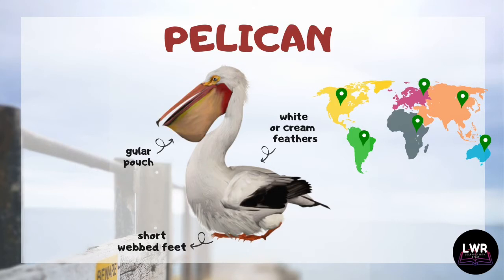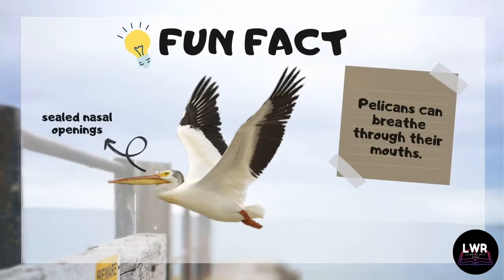There are a total of 8 different species, wherein majority have white or cream-colored feathers with black or brown accents, while 2 of its species, namely Peruvian pelican and brown pelican, have brown-colored feathers. Pelicans can be found on all continents except Antarctica. They are usually located in warm regions.